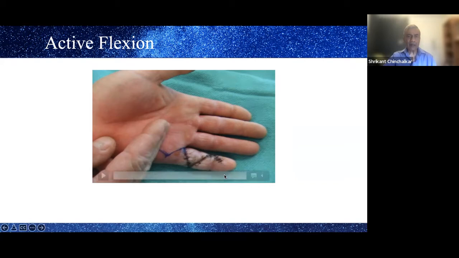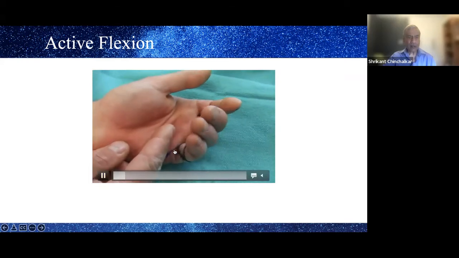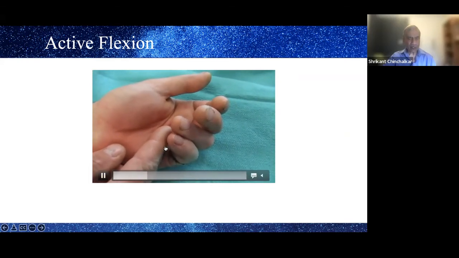So we told them that before they actually perform active range of motion, they must perform passive flexion of the fingers, whatever distance they can go, and then active extension, passive flexion, and active extension before they actually attempt active flexion to the distance of 2 finger distance.